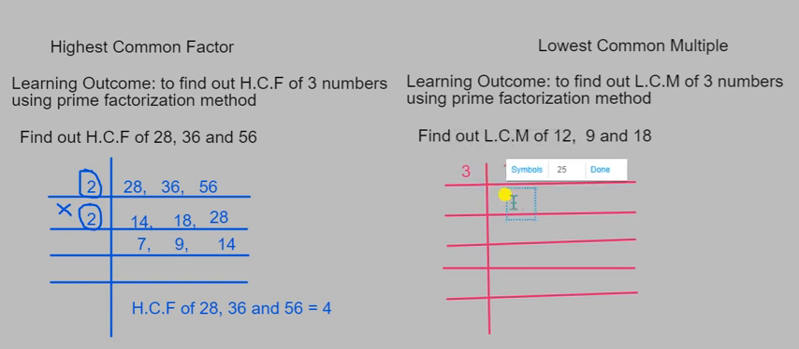3 4 times is 12. 9 divided by 3 will give us 3. And the last number 18, 3 6 times is 18. Here we are. Again, we will check a common factor. Now here lies the difference. In highest common factor, we stop at the stage when there is no common factor of all the given numbers. Whereas for finding out the lowest common multiple, we will keep on dividing until and unless all these numbers reach to their simplest form, which is 1.